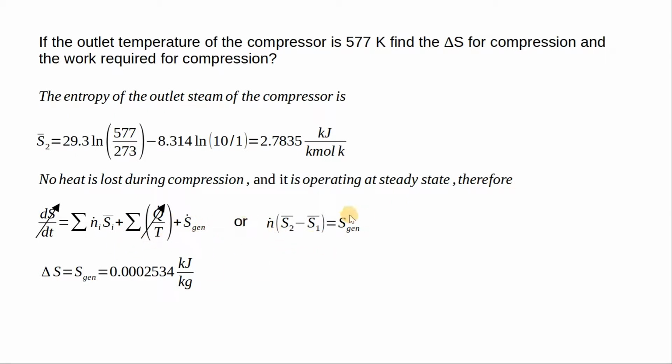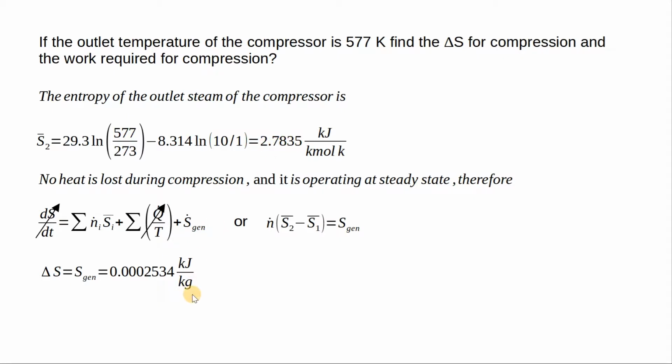And we get n dot times S2 minus S1 is equal to S gen, or the change in entropy of the compression is equal to S gen. What we do is we put the value of S1 here, we put the value of S2 here, and we put the value of n dot here. N dot is 2.5 moles per second.